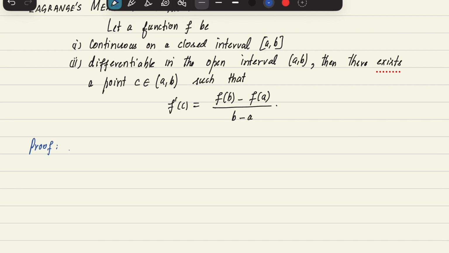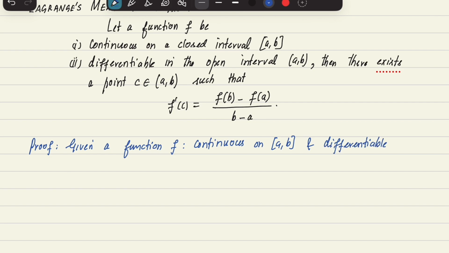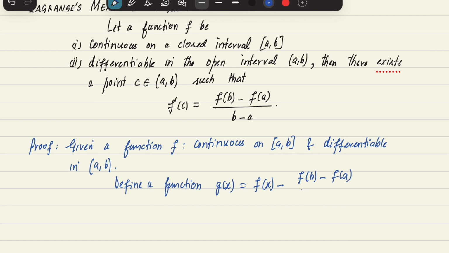First we state what we are given here. Given a function f which is continuous on [a, b], that is the closed interval a comma b, and differentiable in the open interval (a, b). We define one new function here. Define a function g(x), which is defined as f(x) minus (f(b) minus f(a)) divided by (b minus a) into x.